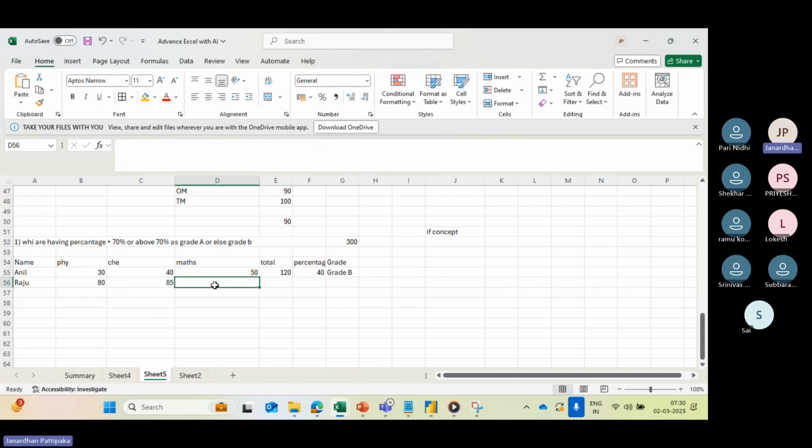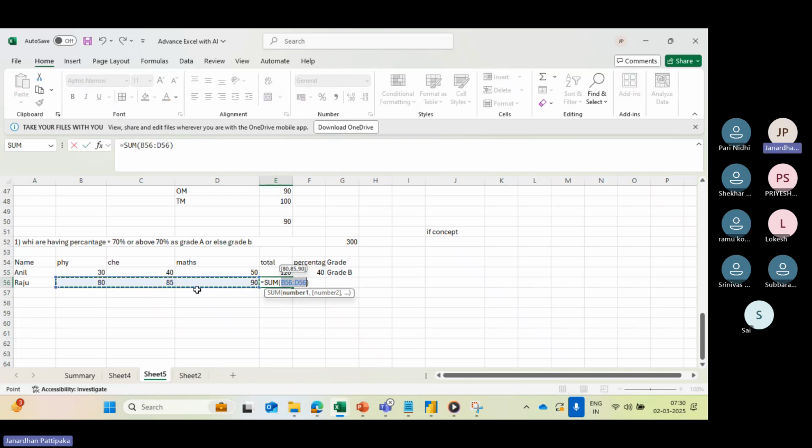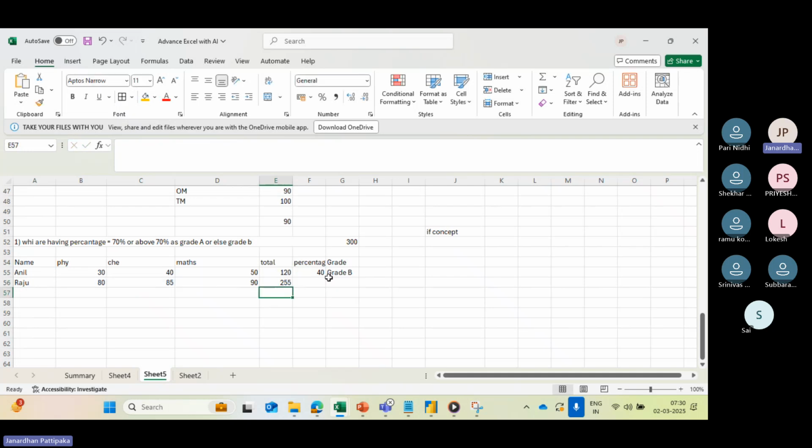And in the maths he's getting 90. Okay. And the total marks is 300. So in order to calculate the percentage, the total out of the marks is 300. If you want to calculate the total, just click on Alt equal to. Automatically it will calculate the total. And it will calculate the percentage.